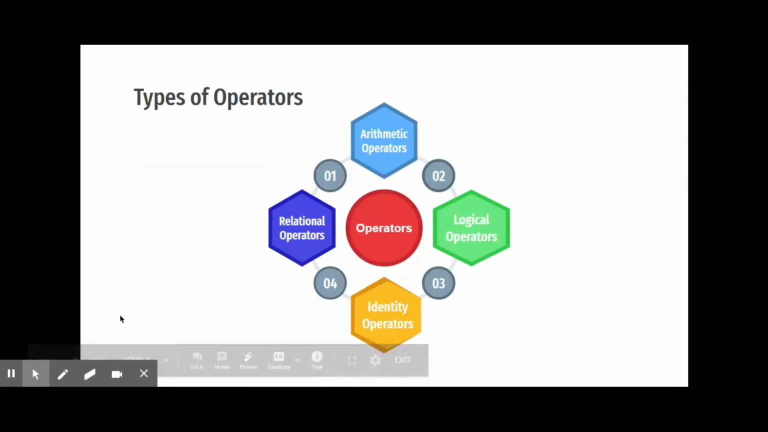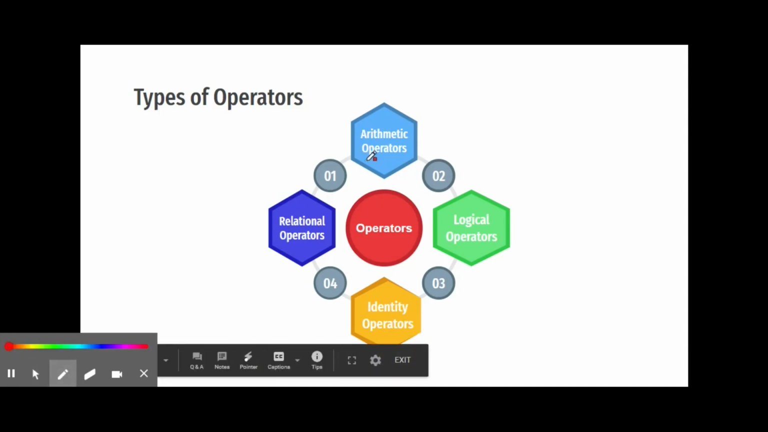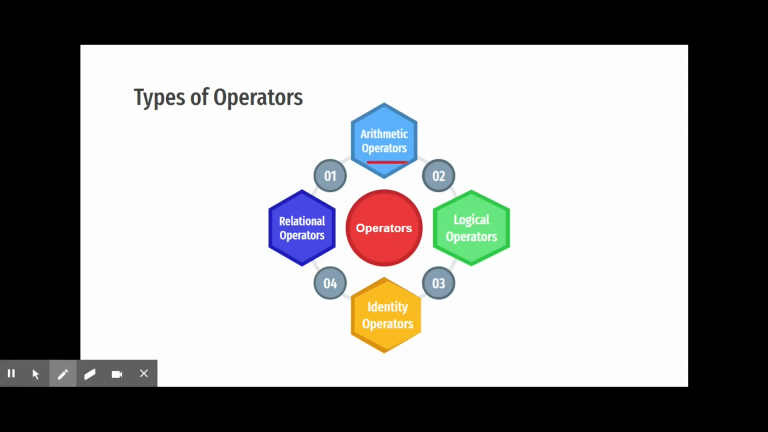Now let us look at the type of operators. So we have four different types of operators. First we have the arithmetic operator. The arithmetic operator is used for performing basic mathematical calculations like addition, subtraction, multiplication, etc. Next we look at the relational operators. When we have say two operands A and B, and I want to find the relationship between them, like I want to say if A is greater than B or if A is less than B, then I will be using the relational operators.